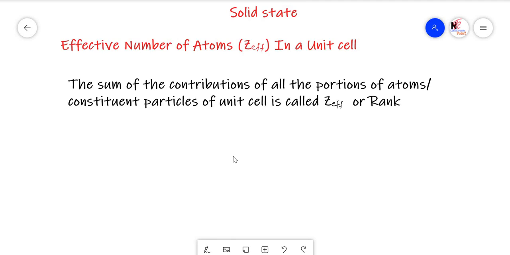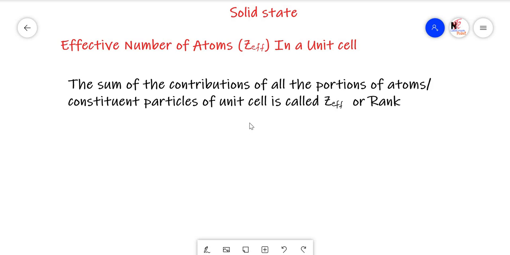Hello students, in today's session we shall discuss the effective number of atoms in a unit cell, which is also called Z effective in the solid state lesson. Effective number of atoms means the sum of the contributions of all the portions of the atoms or constituent particles of a unit cell, called the Z effective number or rank.